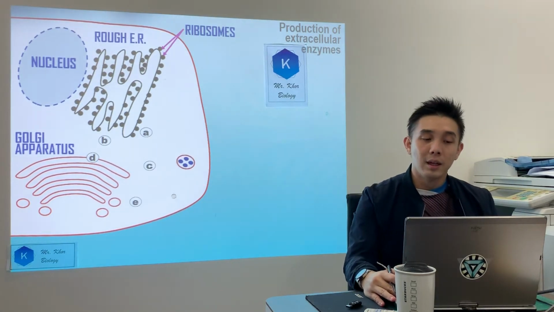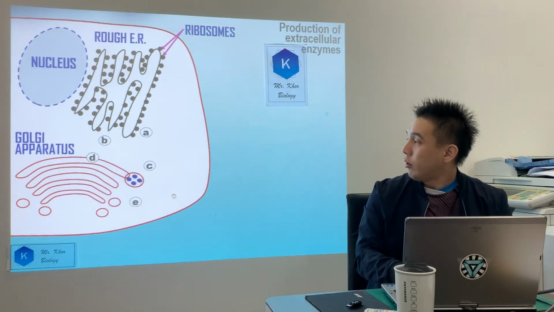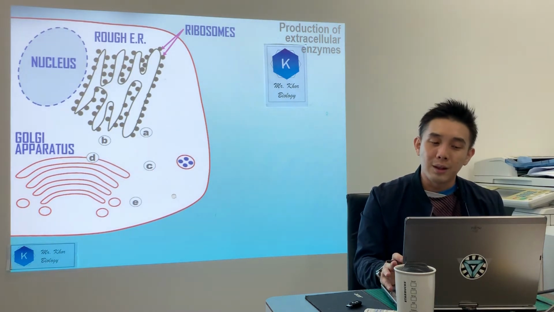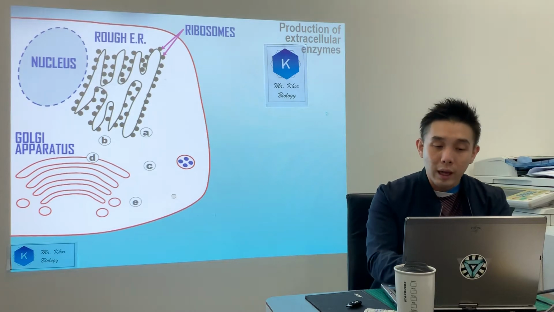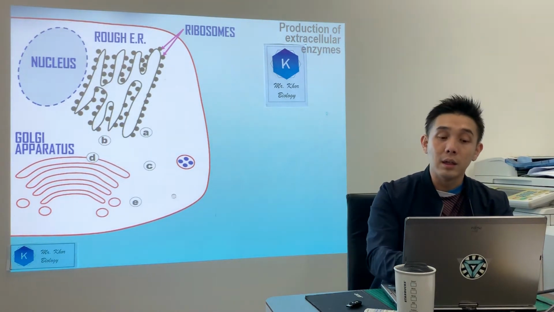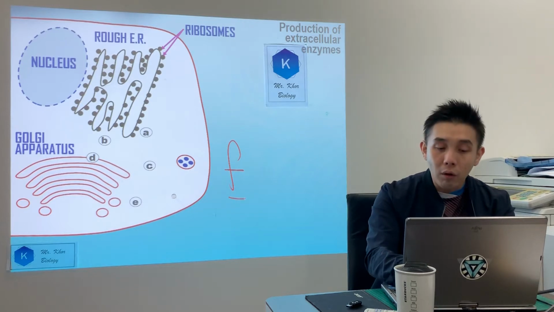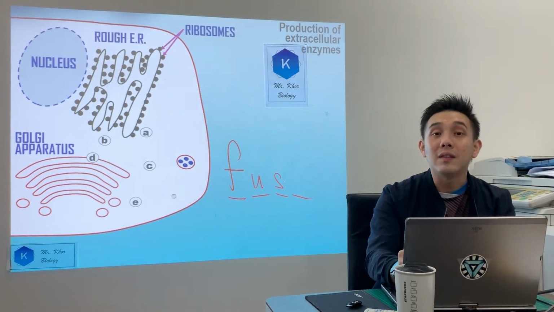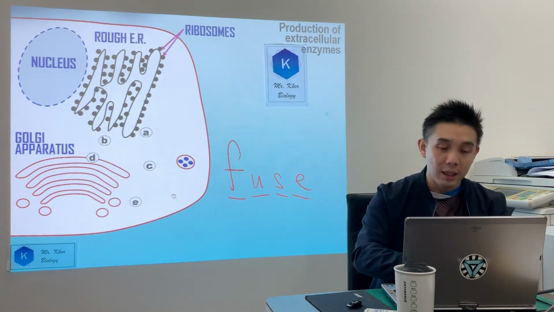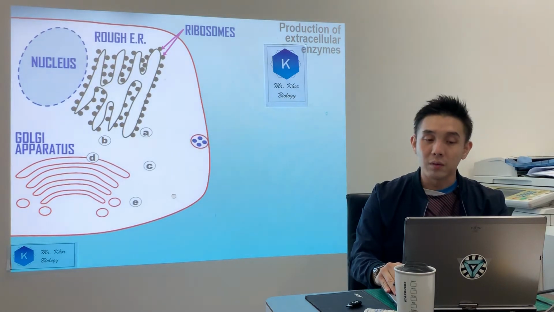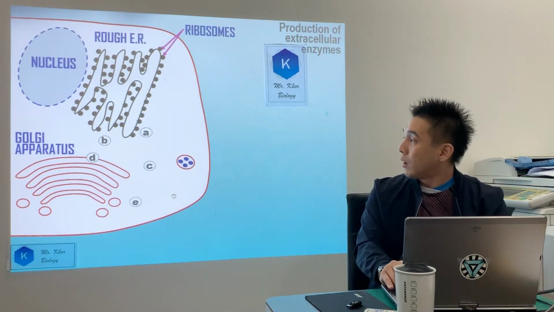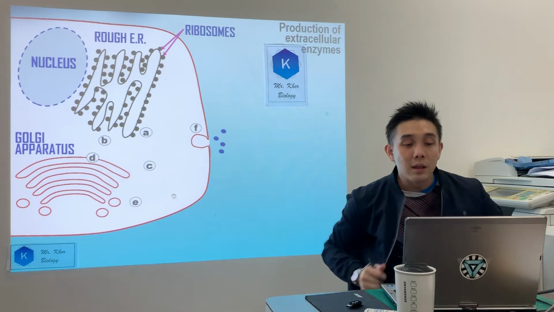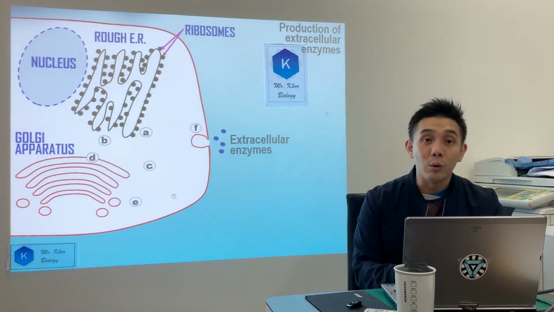For the English one, after a secretory vesicle is formed, you must mention one more point. You use a 4-letter F word. What is the 4-letter F word? F-U-S-E, fuse. Bercantum. It will fuse with the plasma membrane. Secretory vesicle fuses with the plasma membrane and releases enzymes out of the cell. We call these the extracellular enzymes.